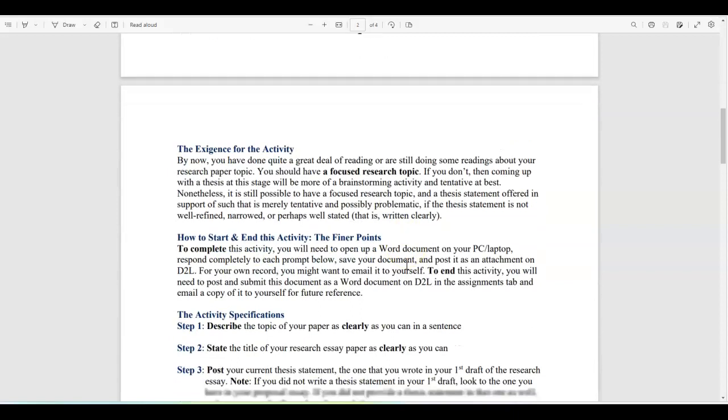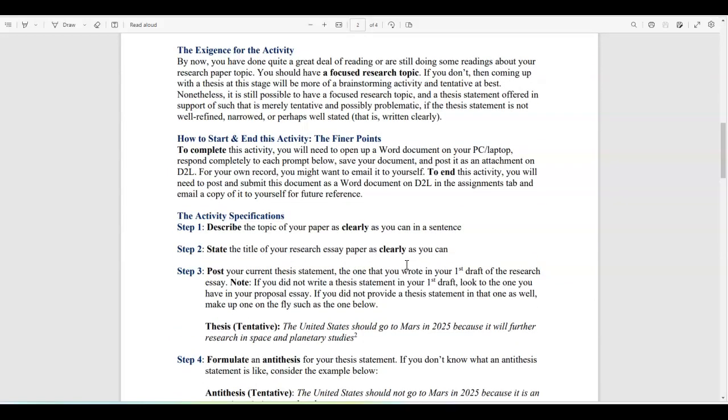So for this activity, here's what I need you to do. You are going to describe the topic of your paper as clearly as you can in a sentence. If you want to do it in two, go for it. Then you will state the title of your research essay paper as clearly as you can. A topic and title, two separate things. Okay? Then after doing that, I want you to post your current thesis statement, the one you wrote in your first draft of your research essay. Now, if you didn't do that, then I would expect that you should have a tentative thesis statement, maybe the one you have in your research proposal. If you didn't complete that, then of course you have to produce one.